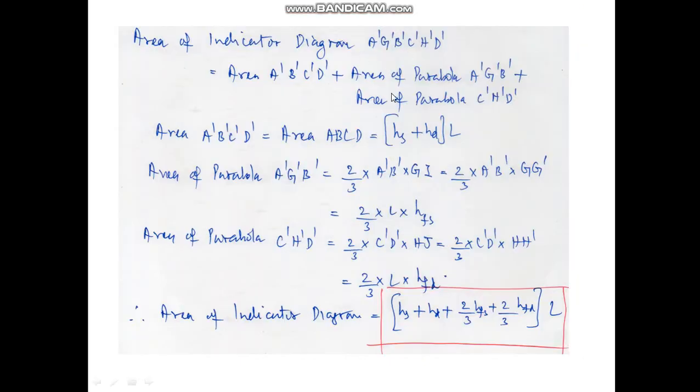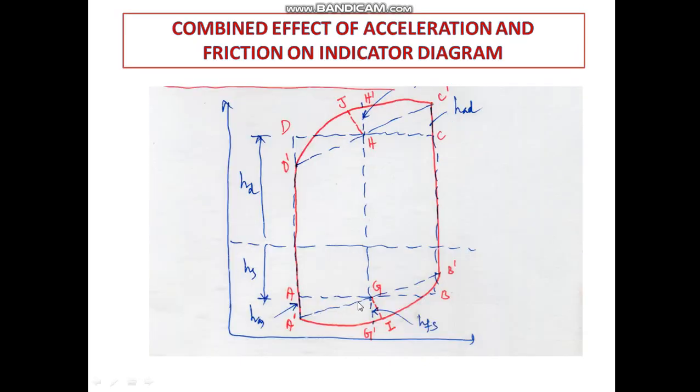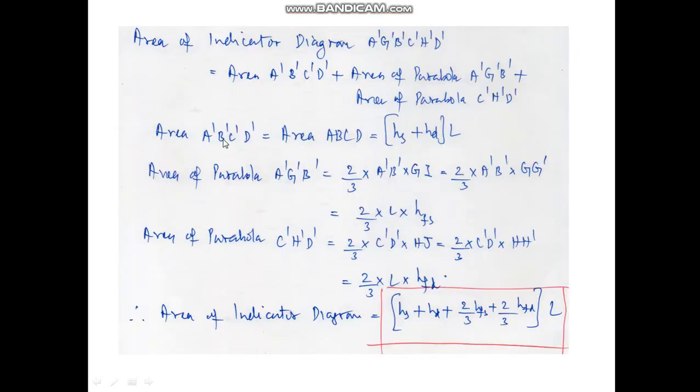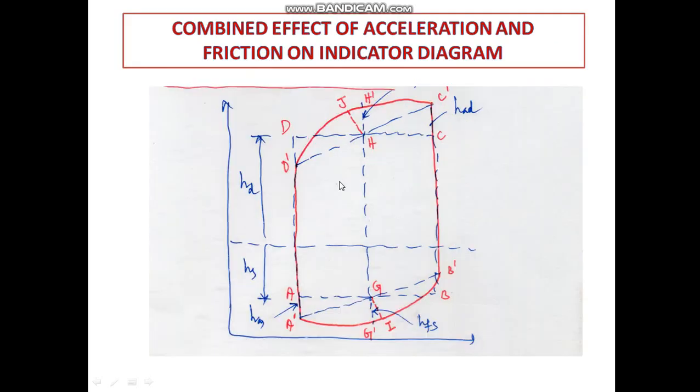Now the area of the new diagram is area A dash B dash C dash D dash plus area of these two parabolas, area A dash G dash B dash plus area C dash H dash D dash. And area A dash B dash C dash D dash is same as area ABCD that we discussed in the previous case, acceleration case, where area ABCD is HS plus HD into L. And the area of new parabola A dash G dash B dash is 2 by 3 into A dash B dash into G G dash.